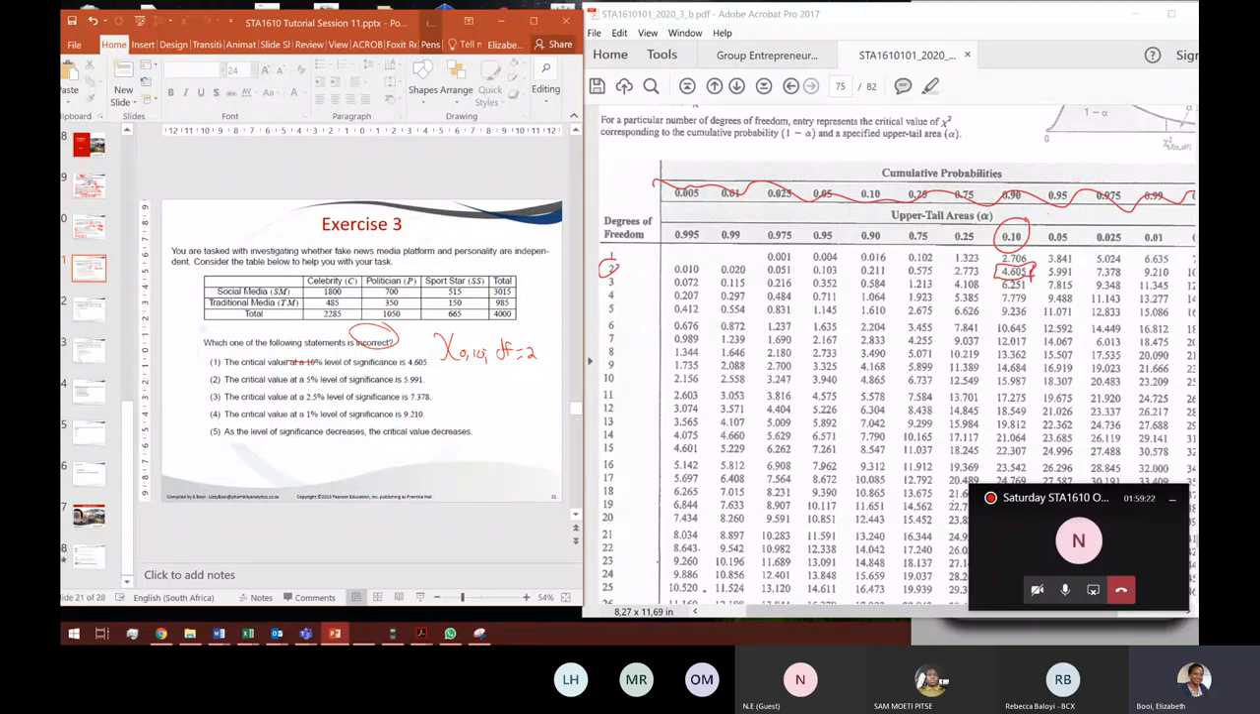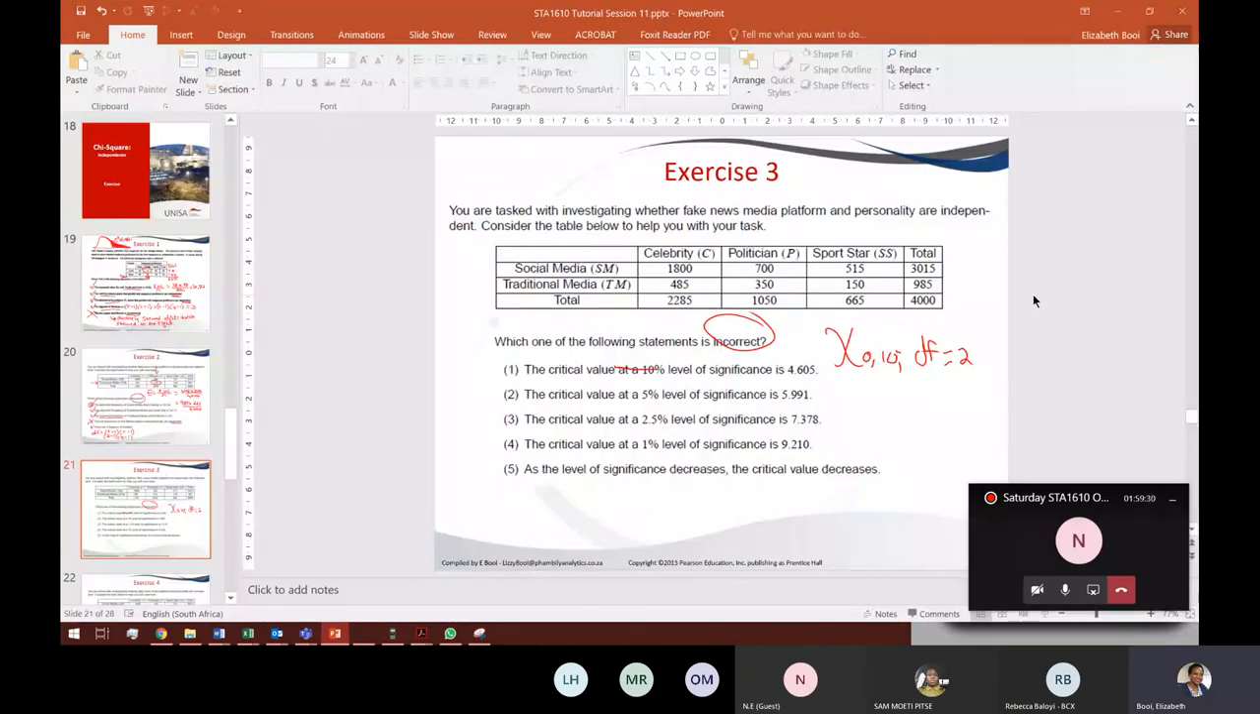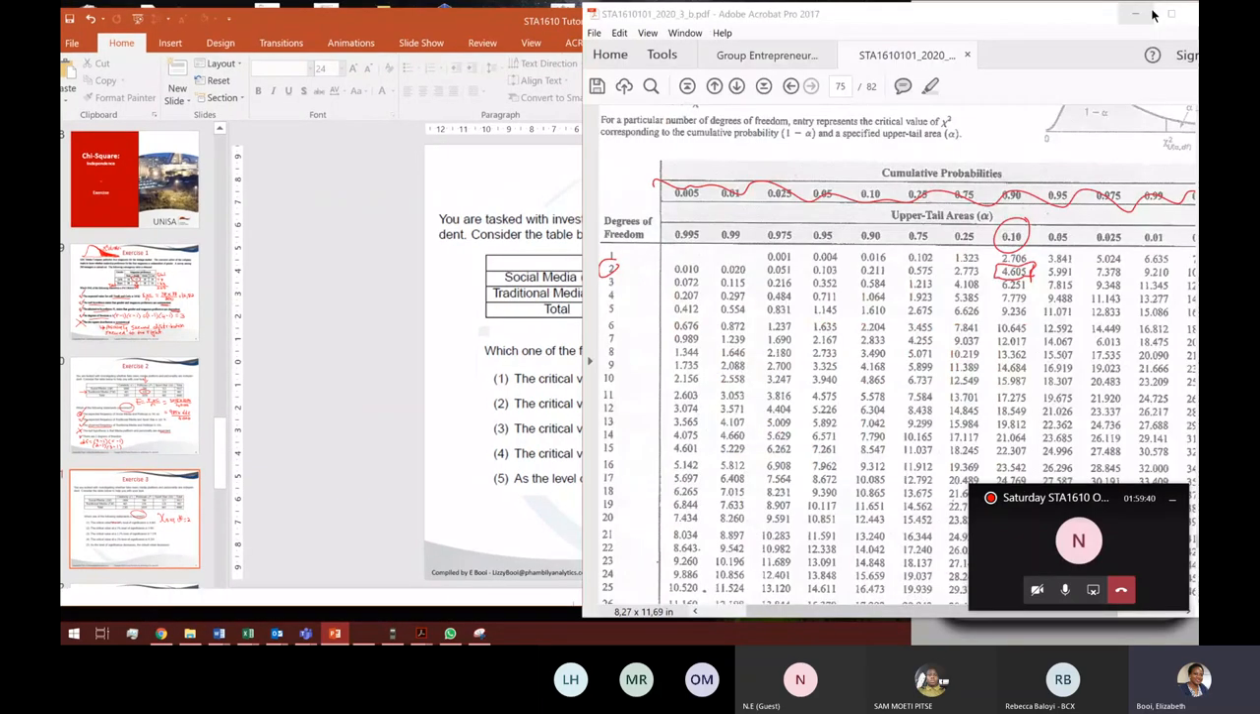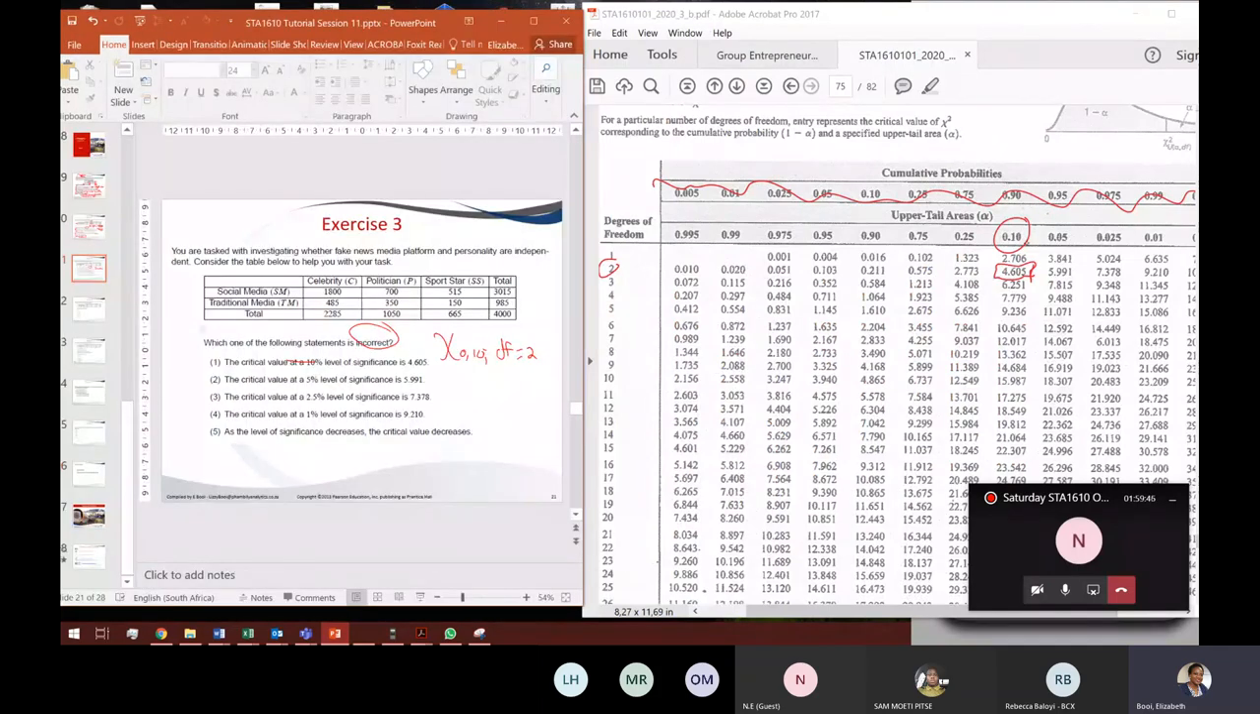So which leaves us with one final question, which says, as the level of significance increases or decreases, the critical values decrease. So if we look at all these values, our level of significance, if it moves from 0.1 to 0.01, it's decreasing. Does the critical value also decrease or increase?